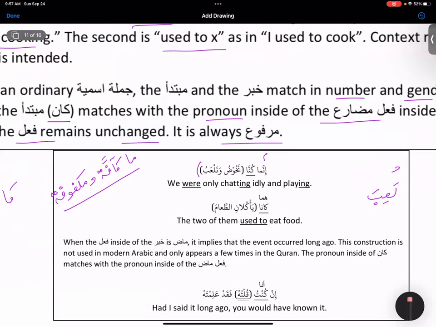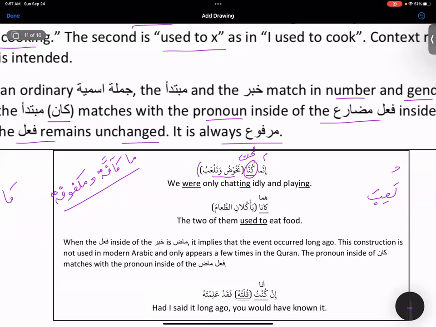Okay, then now kunna over here, we're gonna say fi'lun madin naqis, right? What is ismu kana here? Nahnu, yes. Okay, so ismu kana is nahnu over here. Now, nakhudu wa nalabu, what is that? That is khabar kana.